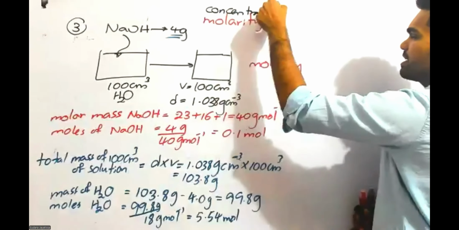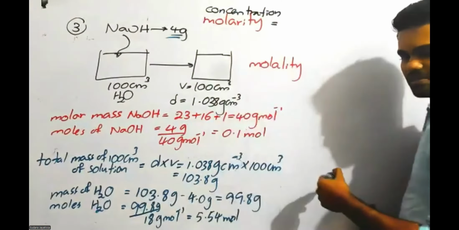So how did you get the concentration earlier? Concentration is simply the moles of the compound we are looking for, this sodium hydroxide here, divided by the volume of the solution. This is how you find the molarity.